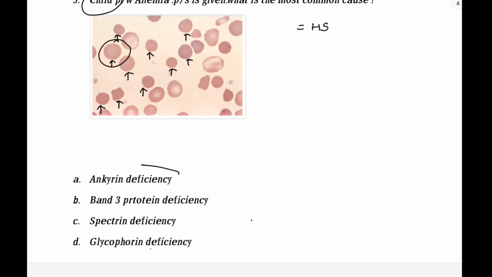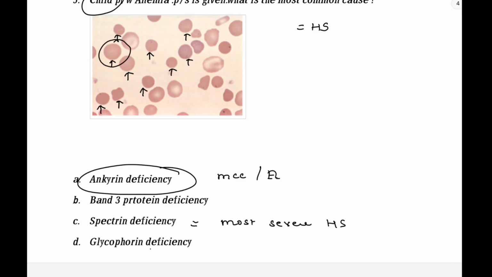Because diagnosis is HS, what is the most common cause? Ankyrin deficiency. Remember, ankyrin deficiency is the most common cause, but spectrin deficiency can cause the most severe form of HS. Ankyrin deficiency is an autosomal dominant condition, but spectrin deficiency is autosomal recessive. So the recessive form of HS is most severe and dominant is the milder one. Band 3 deficiency can also be there.